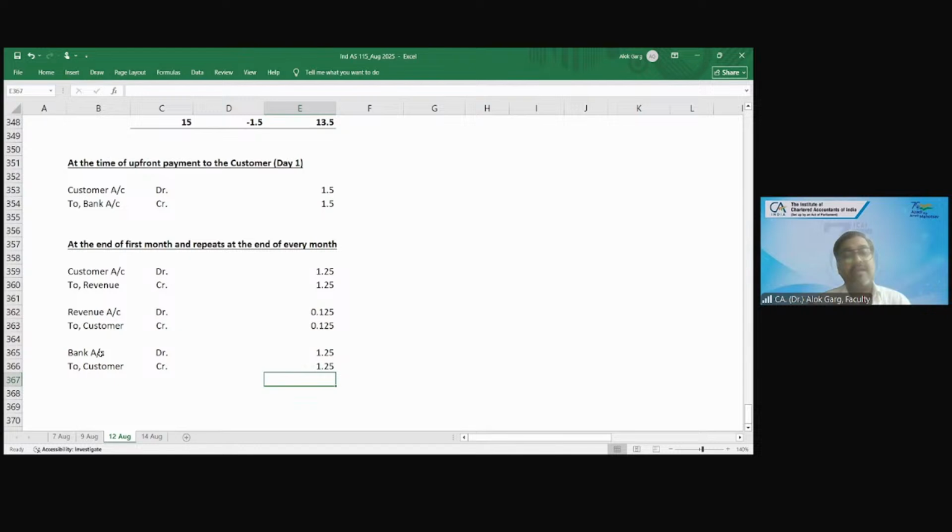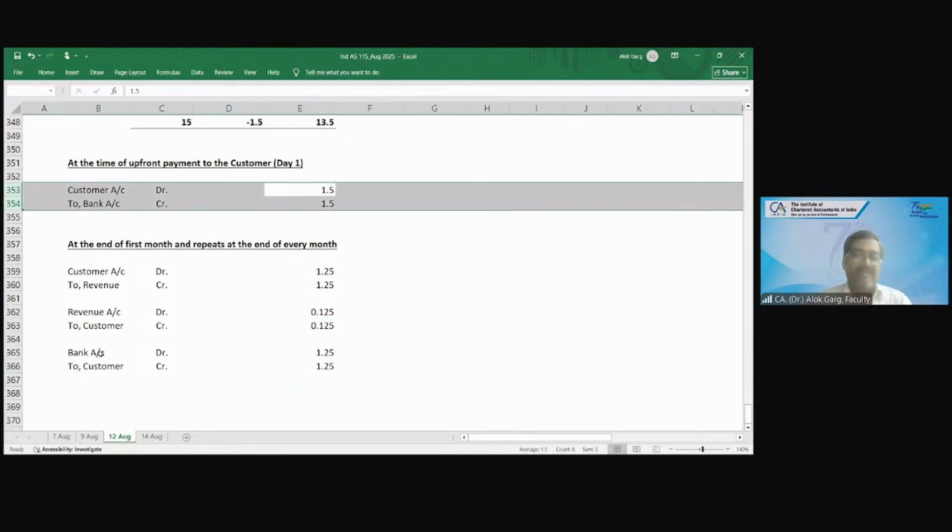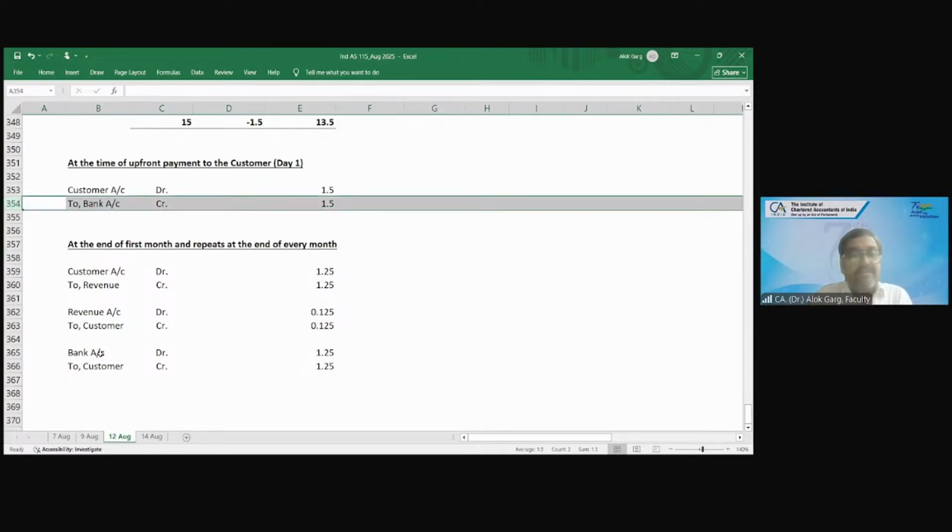Yes, sir. If the question had said that this entity has allowed the modification to the tune of 1.5 crore and this has to be adjusted from the collection in future, then this entry would not have been there, na? By passing this entry, this company has credited the bank account. The cash has gone out. The cash has reached the customer. Without any sales, the consideration has already been paid to the customer.